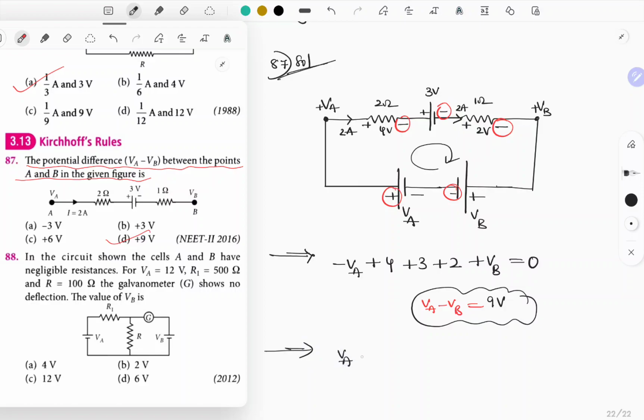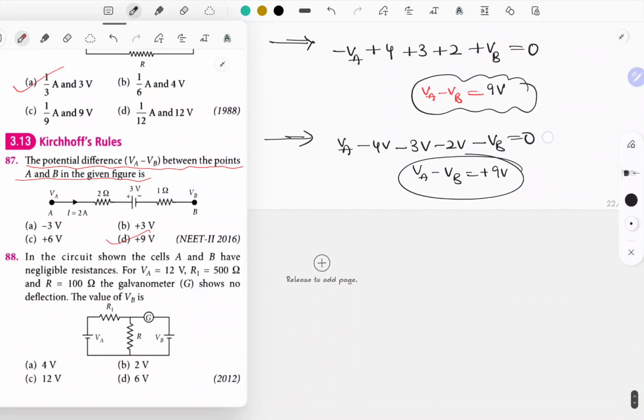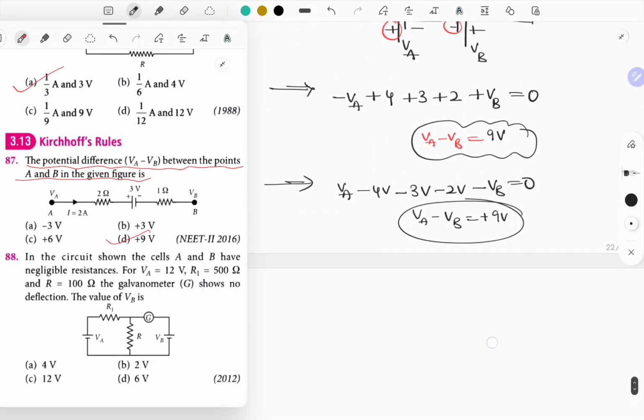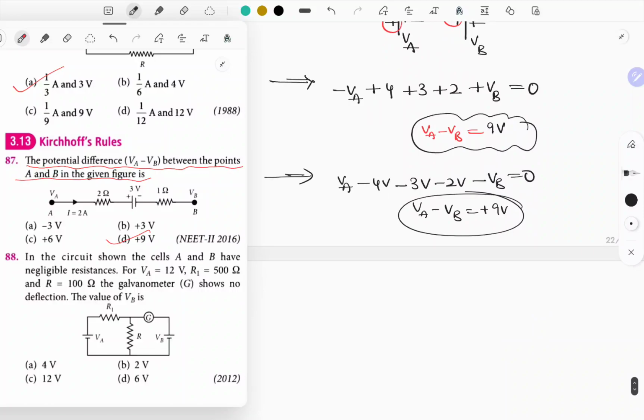So VA second sign is minus 4 volt, minus 3 volt, minus 2 volts, minus VB, which is equal to 0. So this is equal to minus 9. Then VA minus VB is equal to, send that minus 9 towards the right, it's going to be plus 9 volt. Again the same answer. You can choose any direction, that's your wish, but the only thing you have to be clear about is which sign you are choosing. Okay, understood?